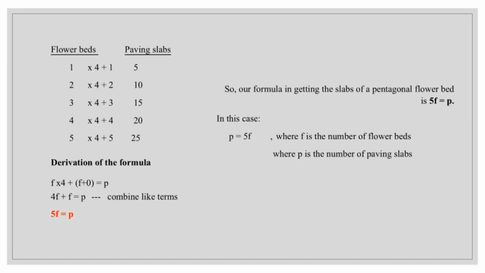So our formula for this polygon is f times 4 plus quantity f plus 0 is equal to p. So combine like terms, 4f plus f is equal to p. So our formula in getting the slabs of a pentagonal flower bed is p is equal to 5f, where f is the number of flower beds, where p is the number of paving slabs.